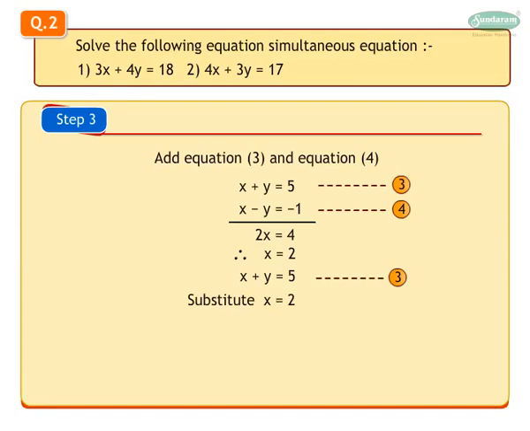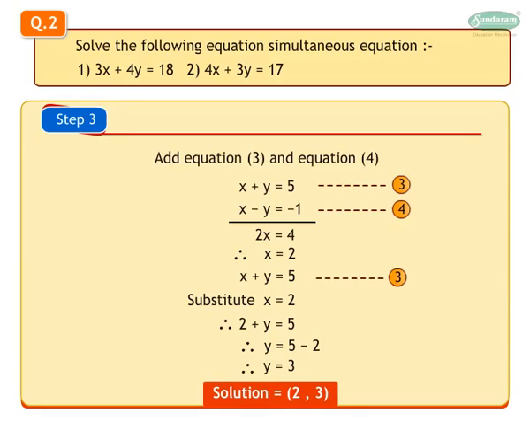Substitute the value of x in equation 3 to find y. Therefore, 2 + y = 5. Therefore, y = 5 - 2. Therefore, we get y = 3. Hence, the solution set in ordered pair is (2, 3).